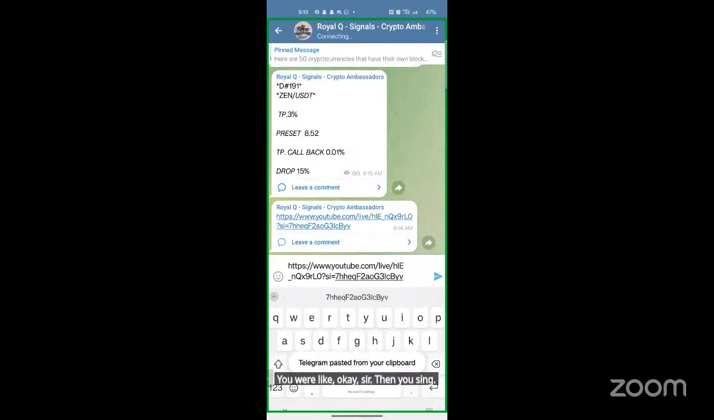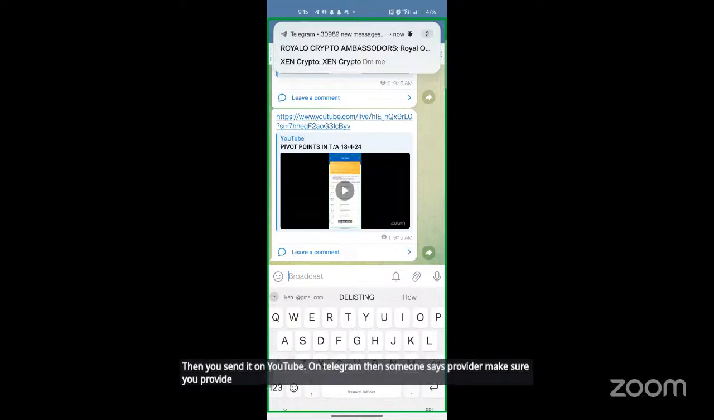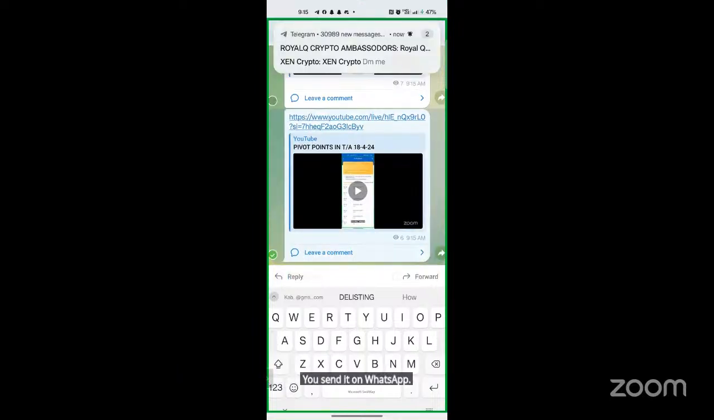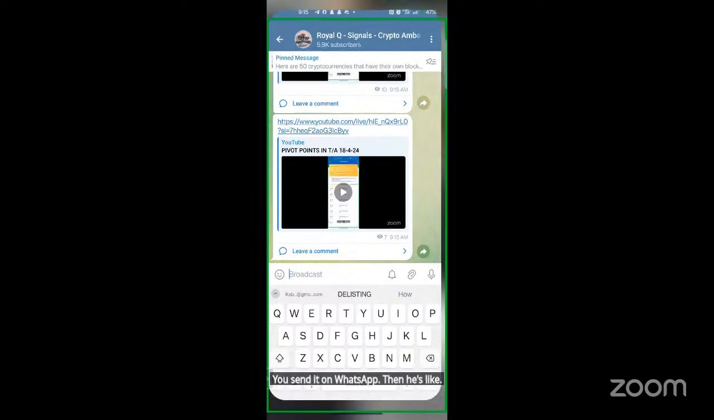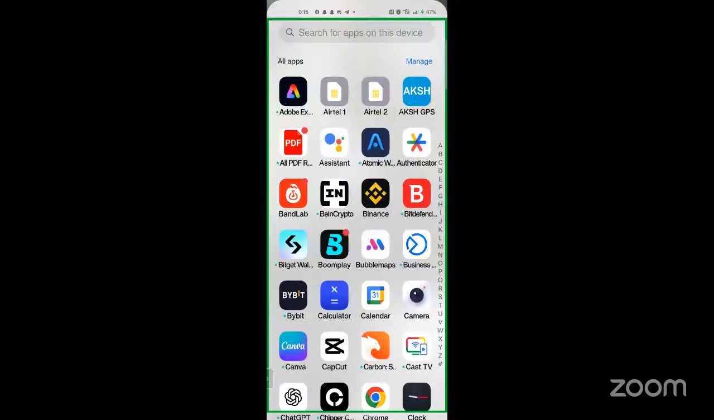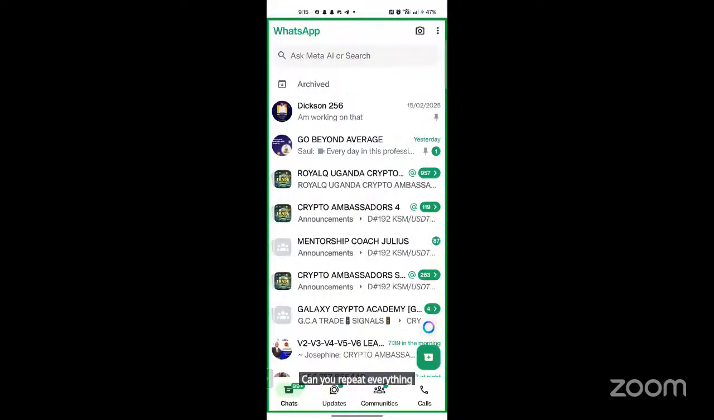Then you send it on YouTube, on Telegram. Then someone says, provide that. Make sure you provide it in our WhatsApp. You send it on WhatsApp. Then it's like, can you repeat everything for me? I never understood anything.